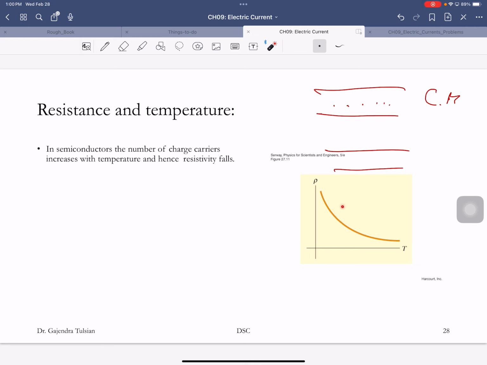This is the graph for a semiconductor. This is the resistivity, also the resistance. As you increase the temperature, what happens is, so here's a band structure. As you increase the temperature, the free charge carriers increase. More charges are excited from the valence band to the conduction band, and its conductivity increases and its resistivity decreases. So as you increase the temperature of a semiconductor, it conducts electricity better. Okay, that's what this graph is telling you.